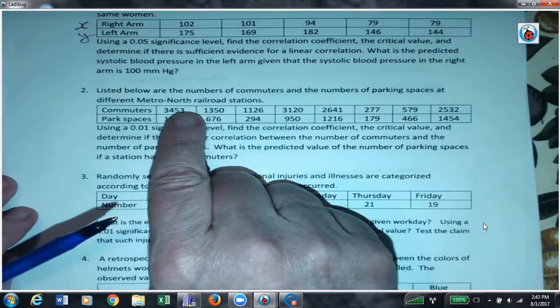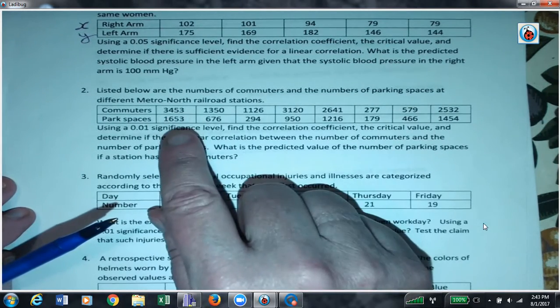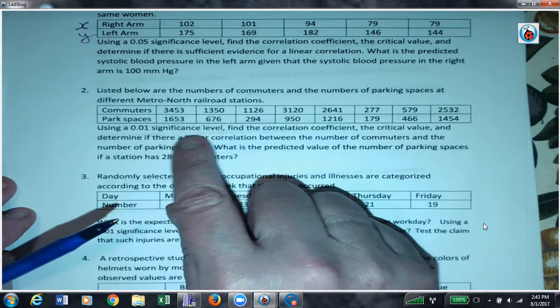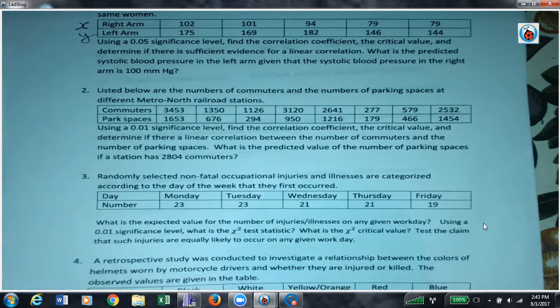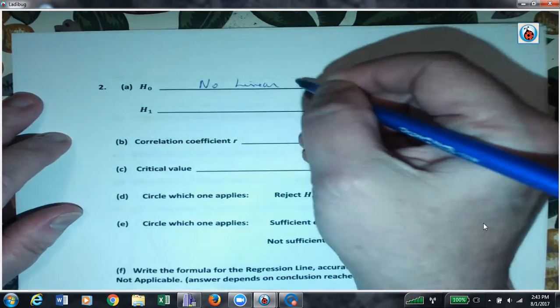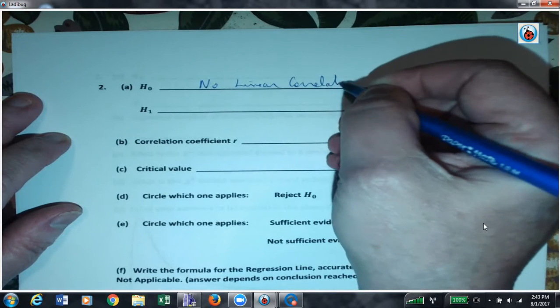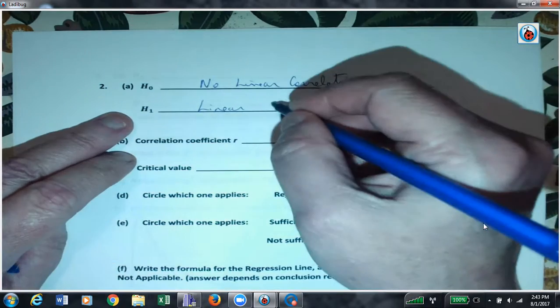Okay. Listed below are the number of commuters and number of parking spaces, and use a 0.01 significance to find the correlation coefficient. Again, this is another linear correlation problem. So the null hypothesis will be no linear correlation. The alternative hypothesis will be there is a linear correlation.